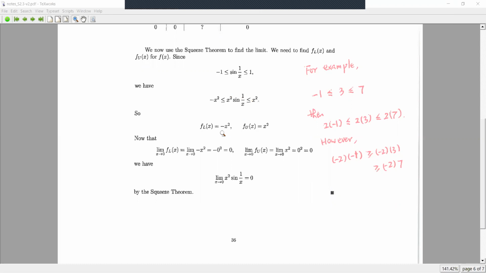Now we compute the limit on these two functions. By direct substitution, it's easy to get the limits. As x approaches 0, the lower function approaches 0, and the upper function also approaches 0. So the function f is between the lower function and upper function. The limit of the function f as x approaches 0 is 0 by the squeeze theorem.